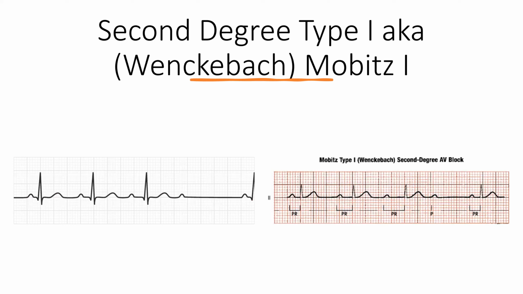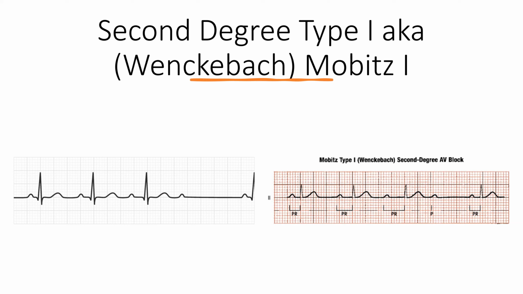So with a second degree AV block, again, there are two types. There's second degree type 1 and second degree type 2. Right now, we're going to talk about the least severe of the two, which is type 1, also known as Wenckebach or Mobitz 1. People will often call it Wenckebach, so that may be the most common way that you hear it.